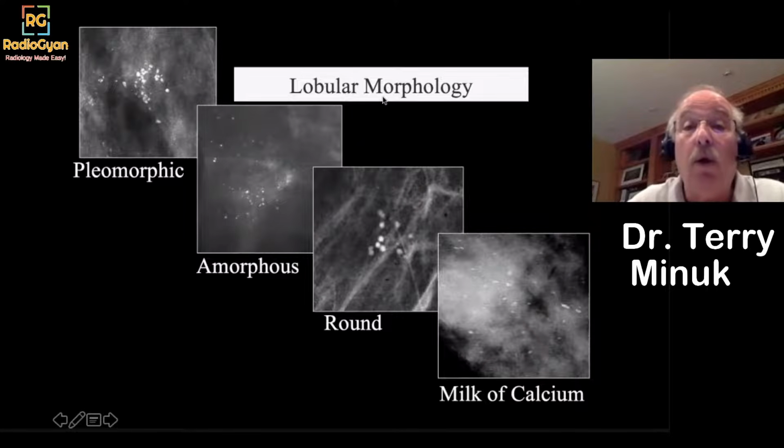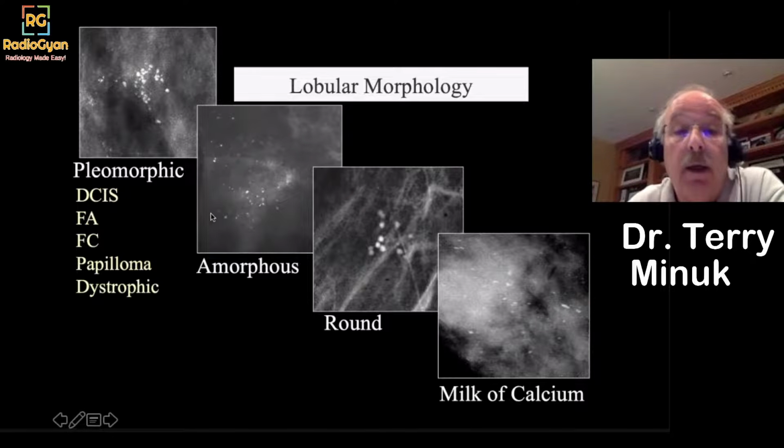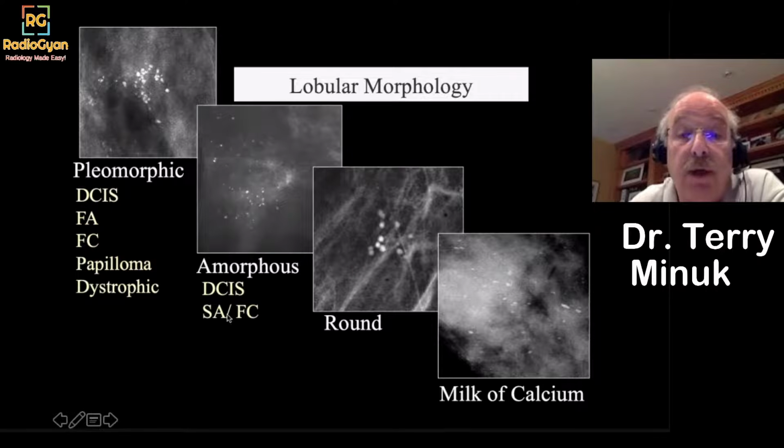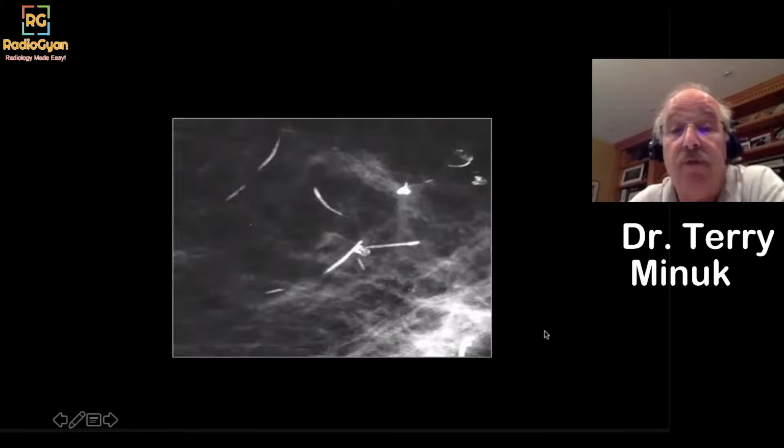So when you look at lobular morphology, there are the pleomorphic fine or heterogeneous or coarse calcifications that are DCIS or fibrocystic change or, most commonly, fibroadenoma. There are the amorphous calcifications that are DCIS or sclerosing adenosis or fibrocystic change. And then you have the round involutional calcifications or fibrocystic change or the layering calcifications. Those are the different types of calcifications that you have.